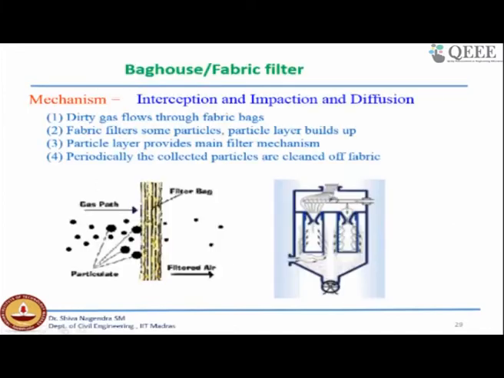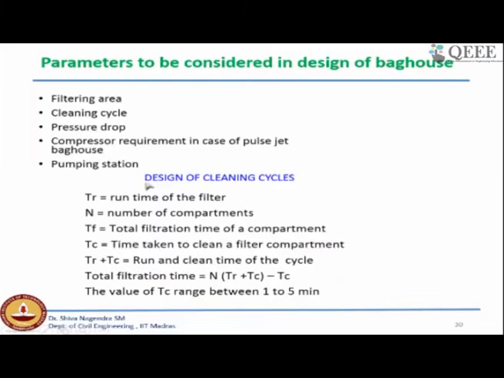The next is a baghouse. Basically, you use a filter media and allow the dirty gas to pass through this filter media. The mechanisms involved here are interception, impaction and diffusion. Now you need to find out the filtering area required, the cleaning cycle, because once the baghouse has collected dust you need to clean it frequently, and the pressure drop. So here you can do a design cycle.